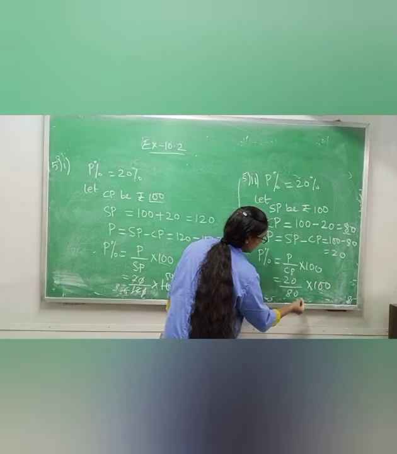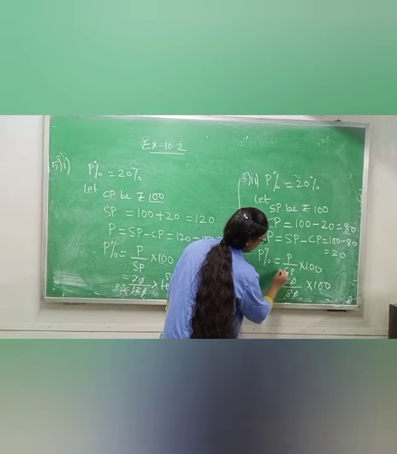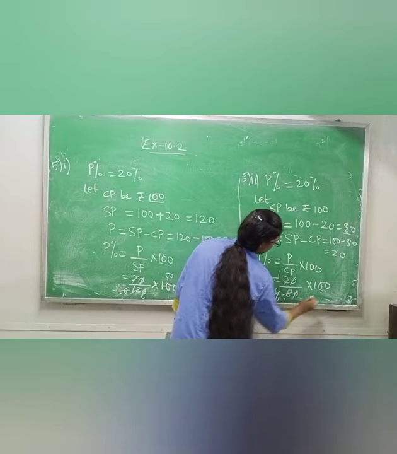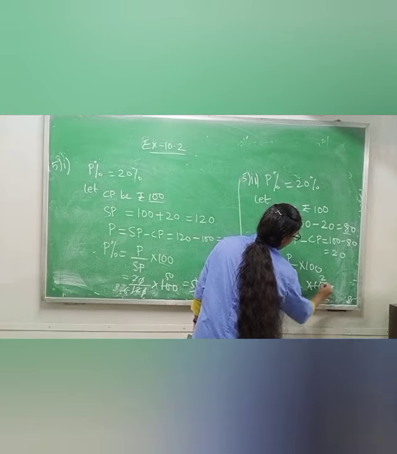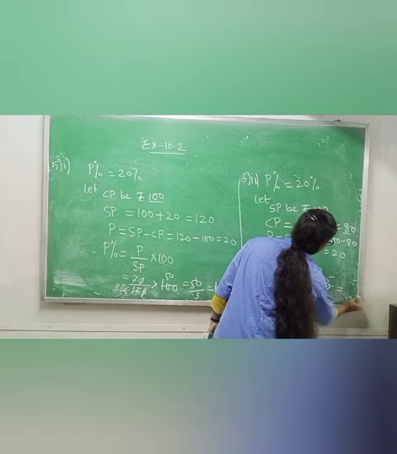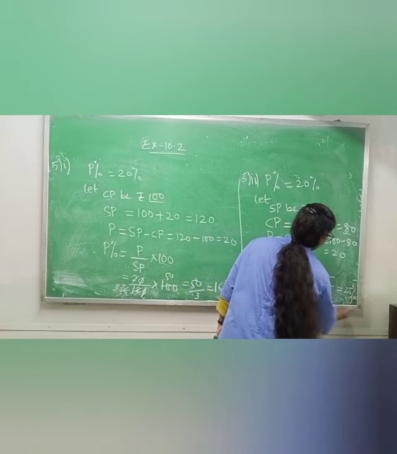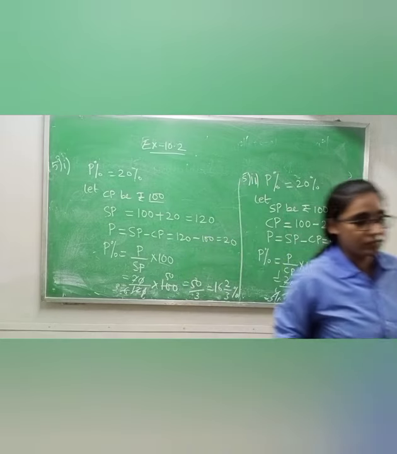Now cancel 0 0 first. 0 1s are 0, 0 cancel, 2 1s are 2, 2 4s are 8, 4 1s are 4, 4 2s are 8. Now 2 will come. Okay, 25%. Okay, copy this first.